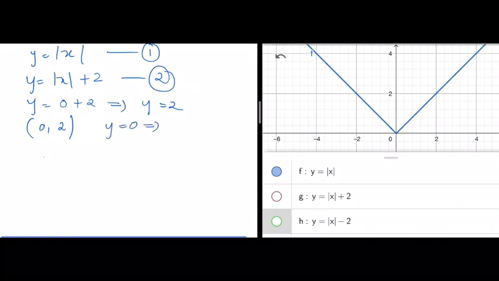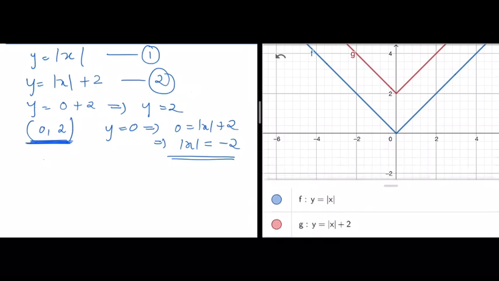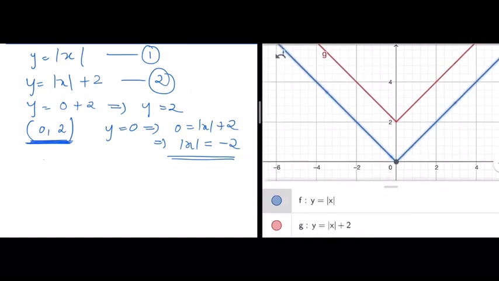y is equal to 0 implies 0 is equal to mod of x plus 2, which implies mod of x will be equal to minus 2. This is never going to be possible because the purpose of the mod function is that it should give a positive result. It means that this graph will never touch the x-axis. It will only touch the y-axis at one point, and that is 0 comma 2. We can see this in the graph. Over here you can see that the graph is not touching the x-axis, but it is touching the y-axis at 0 comma 2 as expected.